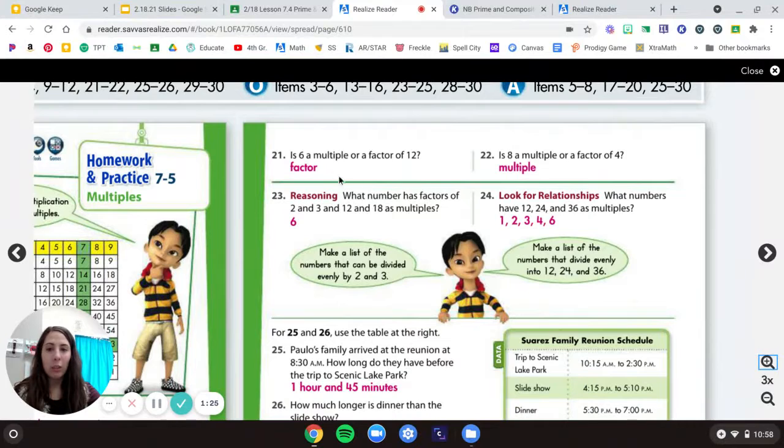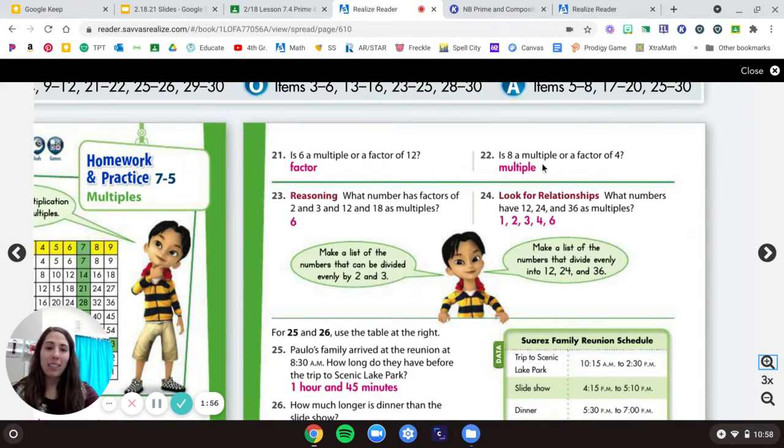21, you had to figure out, was 6 a multiple or a factor? Well, we know if we go through our multiples of 12, will we ever land on 6? 12, 24, nope, way too big. So 6 is a factor then. It's used to make 12.